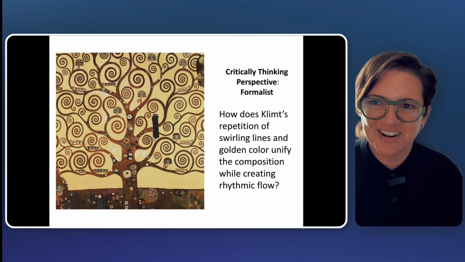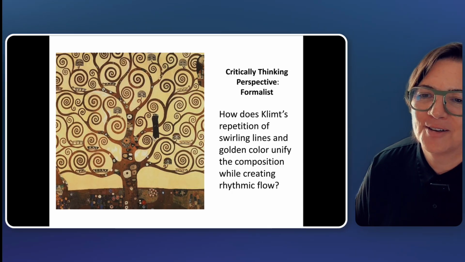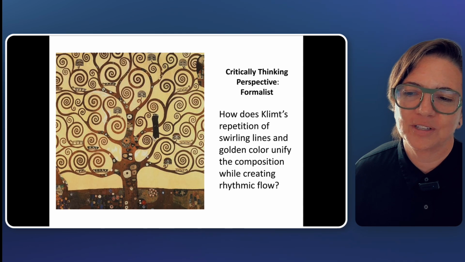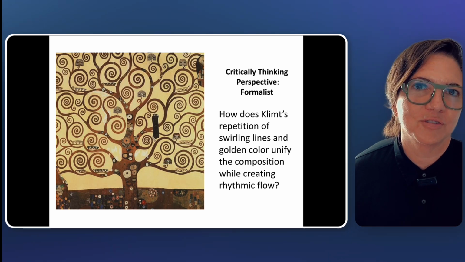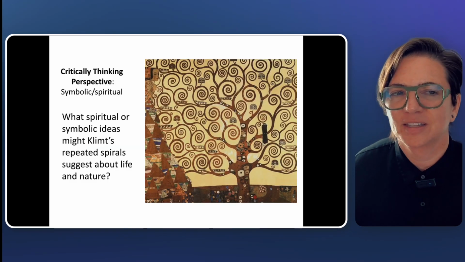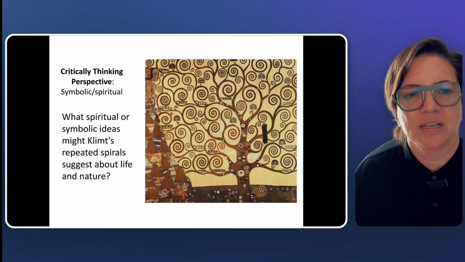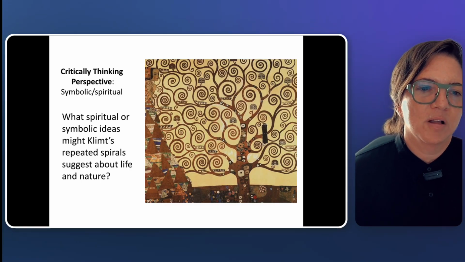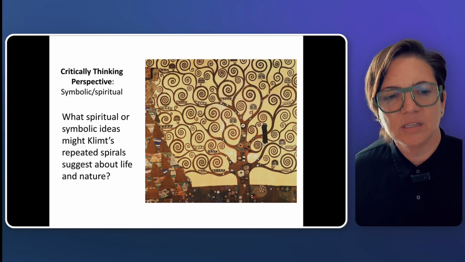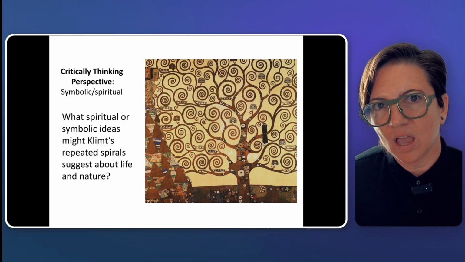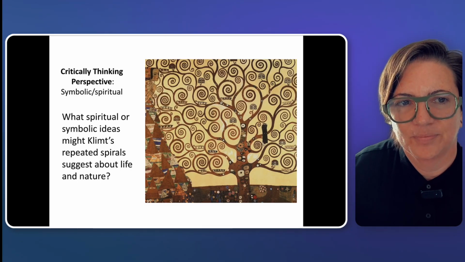All right, we're almost there. So in our formalist perspective, how does Klimt's repetition of the swirling lines in golden color unify the composition while creating rhythmic flow? In our more symbolic and spiritual perspective, we would ask, what spiritual or symbolic ideas might be repeated in the spirals, and what might that suggest about life and about nature?